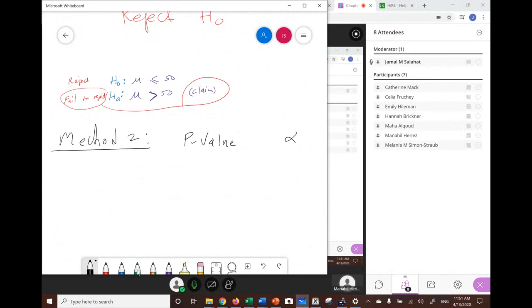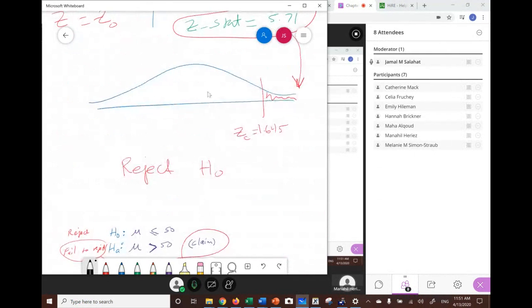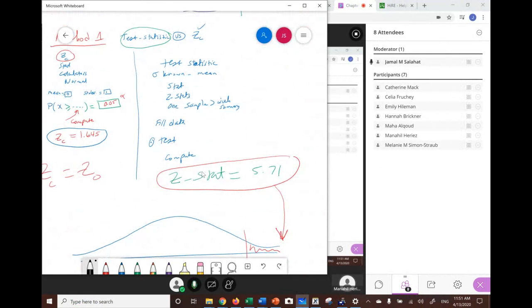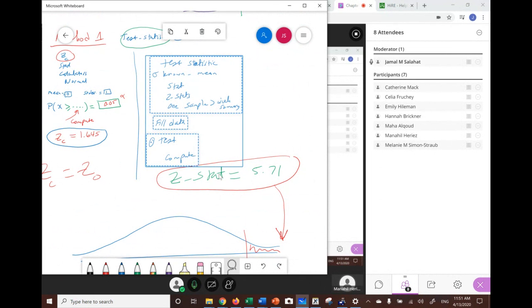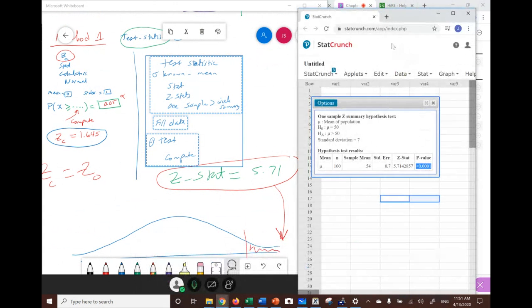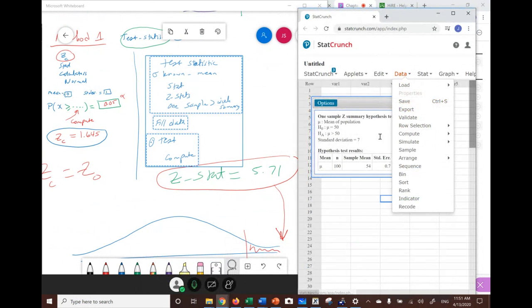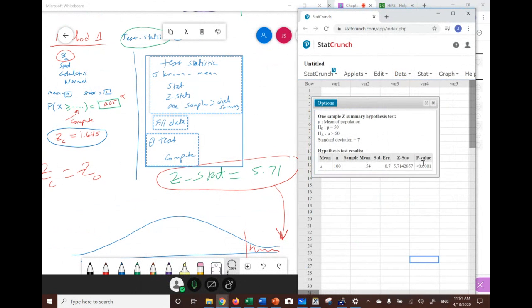Notice that when I followed those steps above, I got what I call the Z statistic. Let me go back to StatCrunch. I did the steps. I got this Z statistic. But I also get a p-value. At the time you get the Z statistic, you get the p-value automatically. So what is my p-value?